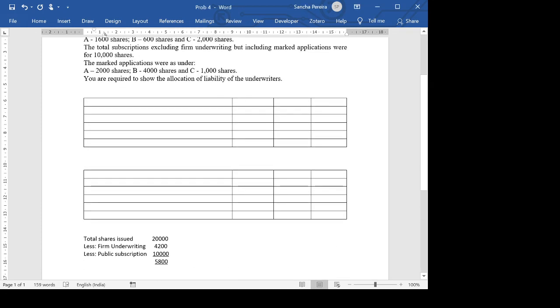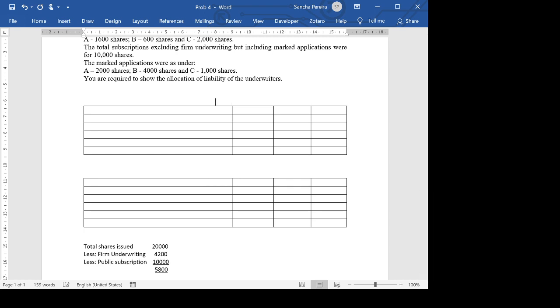So first I'm going to do a situation. When benefit slash credit, both these words can be used, of firm underwriting is not given to individual underwriters. Given benefits slash credit of firm underwriting is not given to individual underwriters.